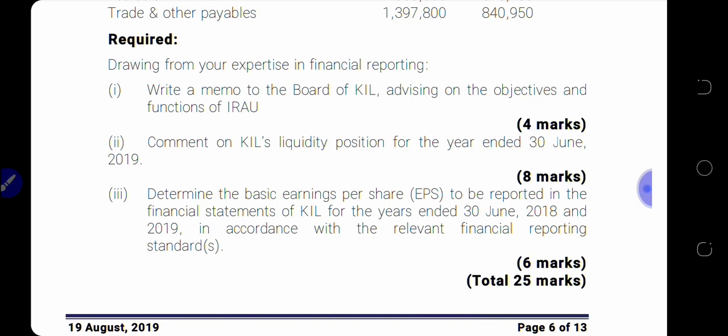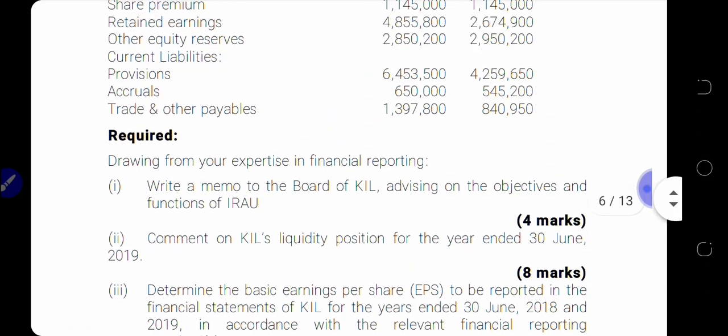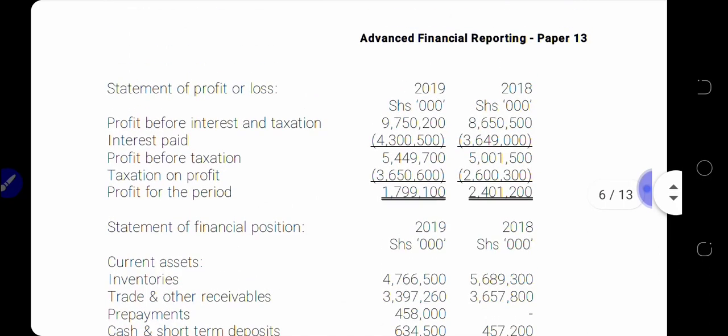Now, when it comes to computing the basic earnings per share, remember, we need the profits attributable to the ordinary shareholders for the 2 years, that is 2018 and 2019. Where are the profits? You go to the statement of profit or loss, you can see those profit figures. We have that of 2019 as well as that of 2018. So we need to use those profits in the computation of the basic earnings per share. For 2018, it's there. For 2019, it's also there.